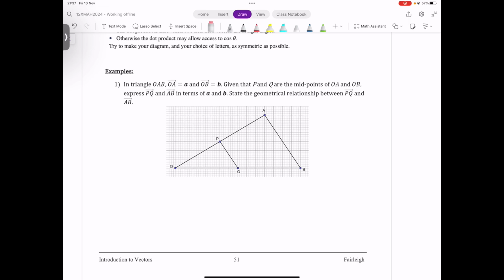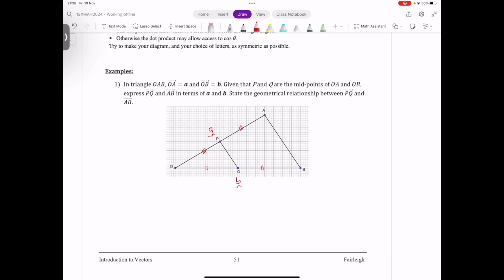So example number 1: in triangle OAB, OA is A and OB is B. Automatically, when I'm reading this question, before I finish reading it, I label my diagram. So OA is A and OB is B. I label my diagram as I'm reading the question. Given that points P and Q are the midpoints of OA and OB, I might want to add this onto my diagram. Express PQ and AB in terms of A and B.